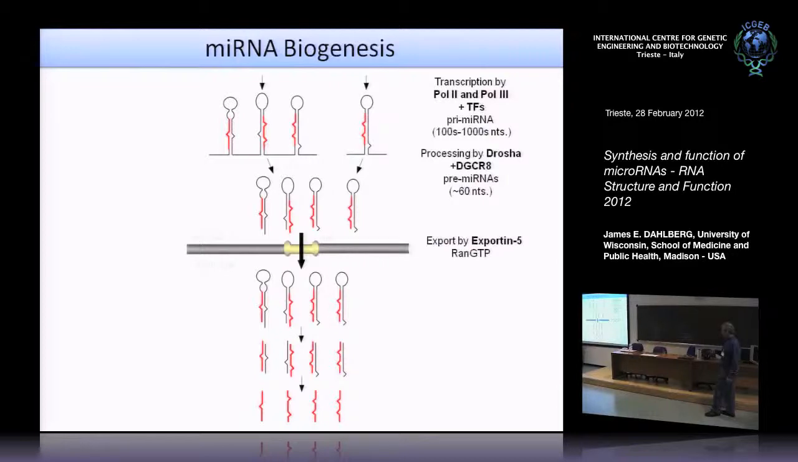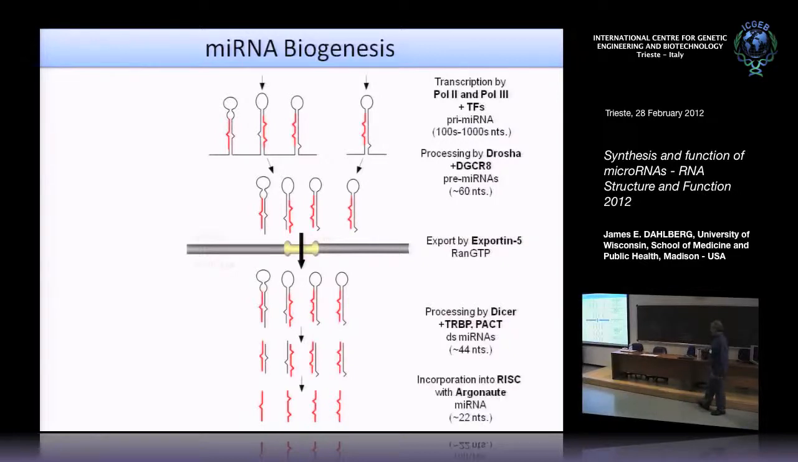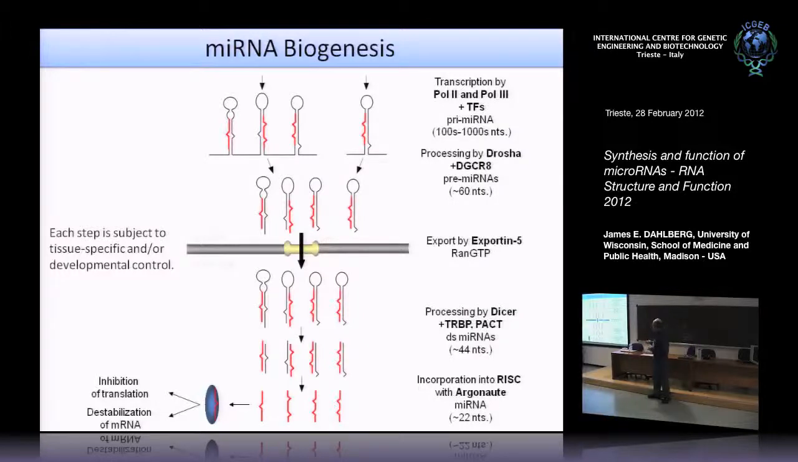And in the cytoplasm, another enzyme, Dicer, along with some cofactors, cleaves these pre-microRNAs into symmetric duplexes, one strand of which is selected to be incorporated into the RISC. And then this is the business compound that's going to actually bind to its target. Each one of these steps is controlled, and you can get control at various levels depending on the microRNA.